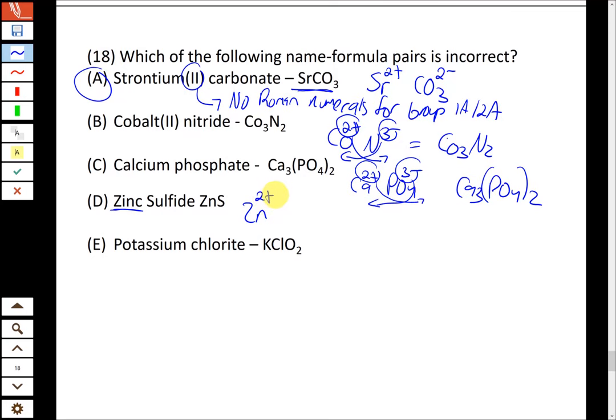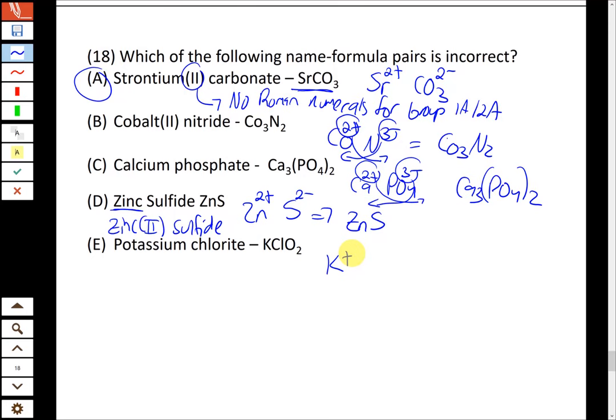And then sulfur in sulfide is also group 6, and so that's going to be S2-. So the correct formula for this would be 1 of each, zinc sulfide. So that's correct. You could have the Roman numeral in parentheses, but again, it's not necessary here because zinc only forms 2+ cations. It's never going to be anything else. And then finally, potassium chlorite. Potassium is in column 1, so it's K+.